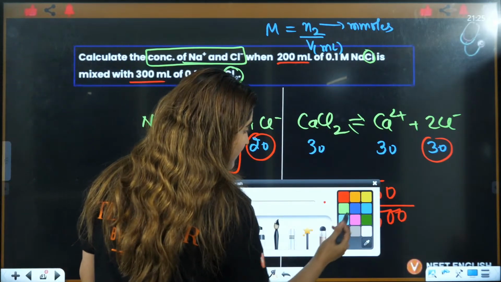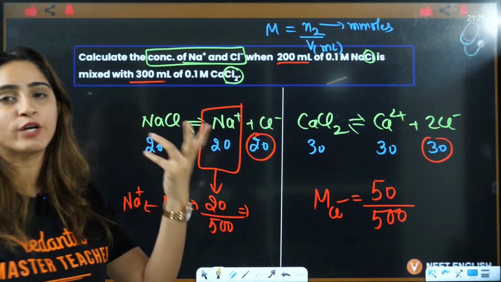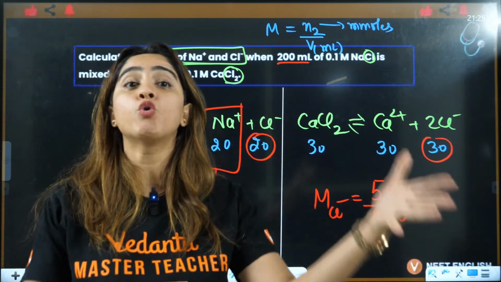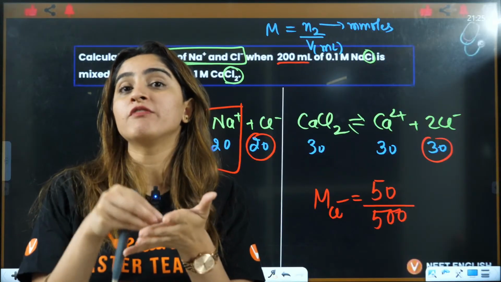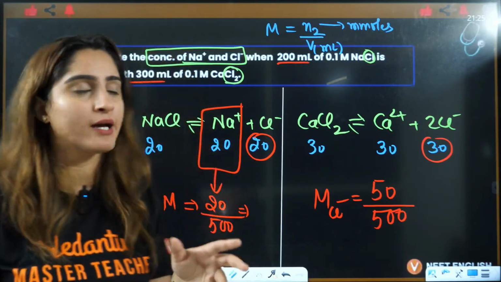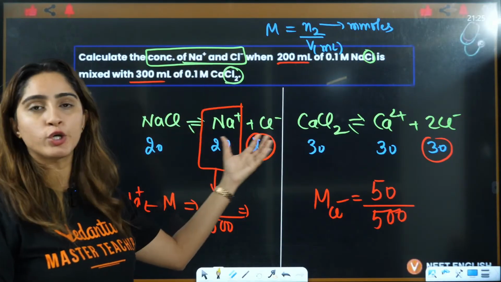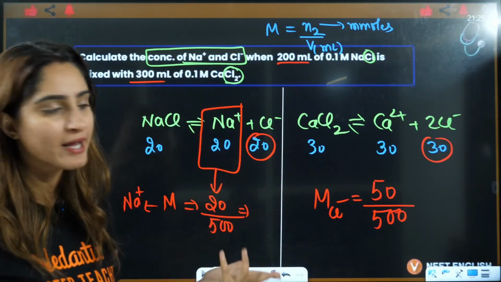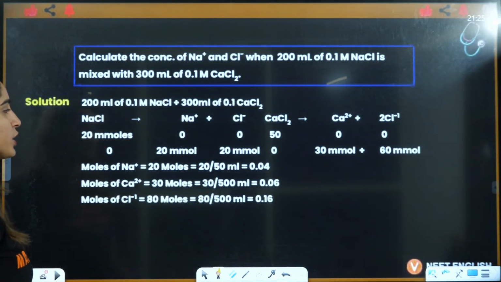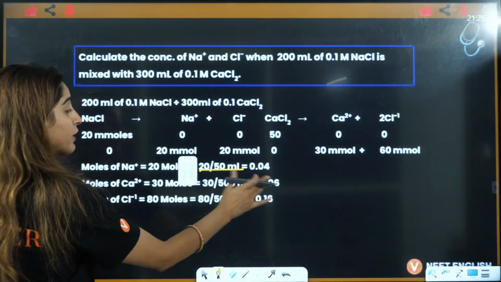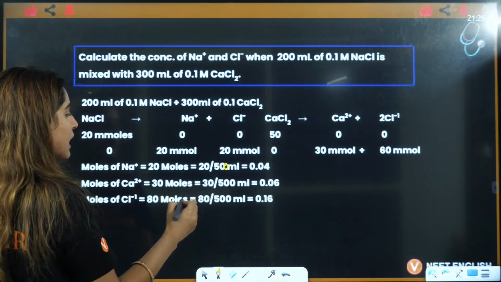So you have to see in the mixture also what kind of questions they are asking you. Do you need to apply this formula here or not? M equals M1 V1 plus M2 V2 is not applicable here because they are dissociated into ions. So you have to do it with the help of ions only, right? Okay. Understood? 20 by 500, this will be 500, right?